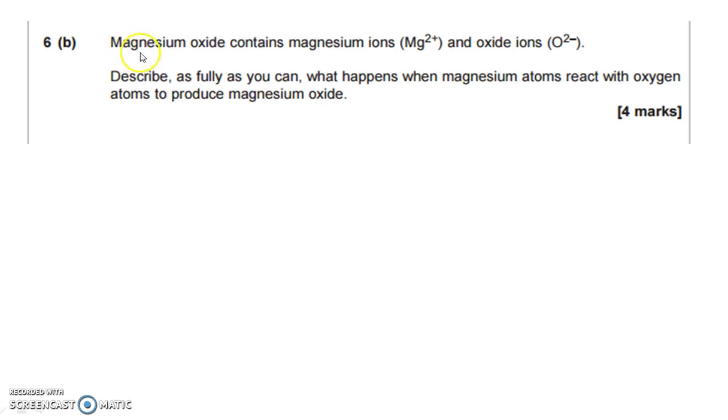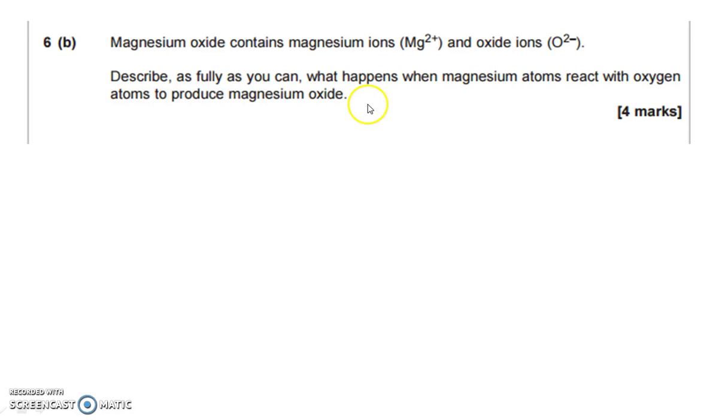So what we can see is magnesium oxide contains magnesium ions and oxide ions. Notice they've made a real effort to say Mg2+ and O2-. Maybe need to think why they put that in there. Describe as fully as you can what happens when magnesium atoms react with oxygen atoms to produce magnesium oxide.